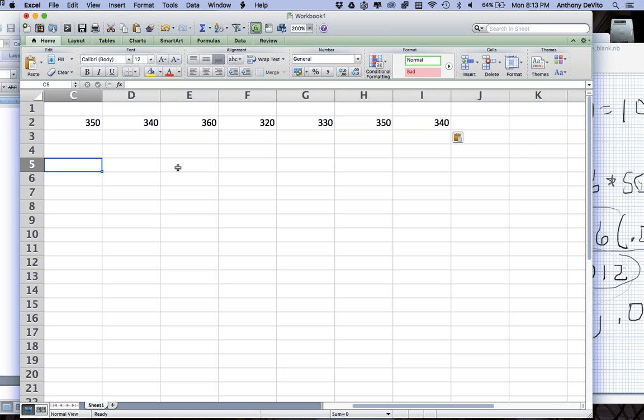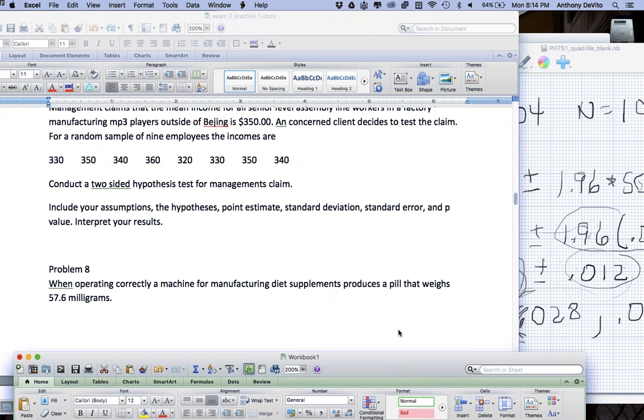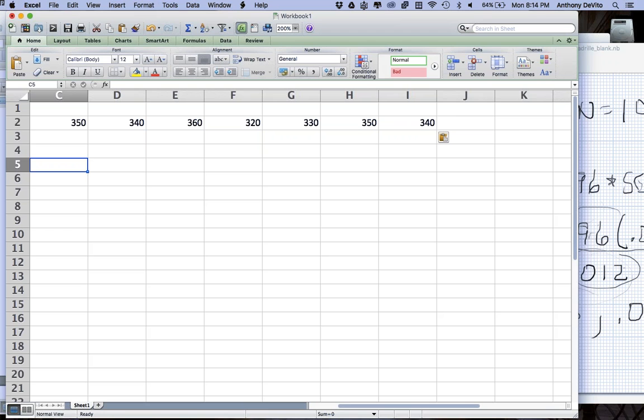Okay, here we go. Here are all the values. Is that really 9? Let me make sure. 2, 3, 4, 5, 6, 7, 8. There's only 8 values. I'm going to add another one. I'm going to add a 320, just to make it interesting, so there's really 9 values there.